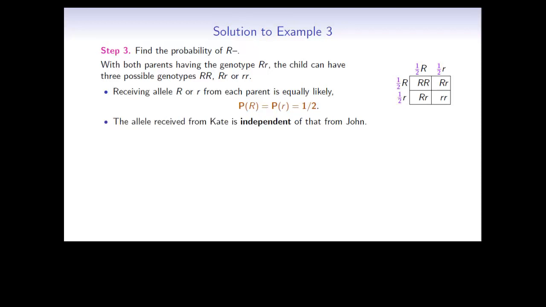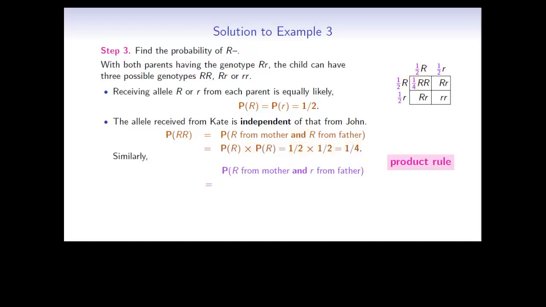Also, the allele that is received from Kate is independent of that from John. In other words, we should use the product rule. If the child is going to have genotype big R, this means that it must have received the big R from each of the 2 different parents. Because these are independent of each other, this means that we should multiply the 2 different probabilities. And a half times a half is equal to a quarter.